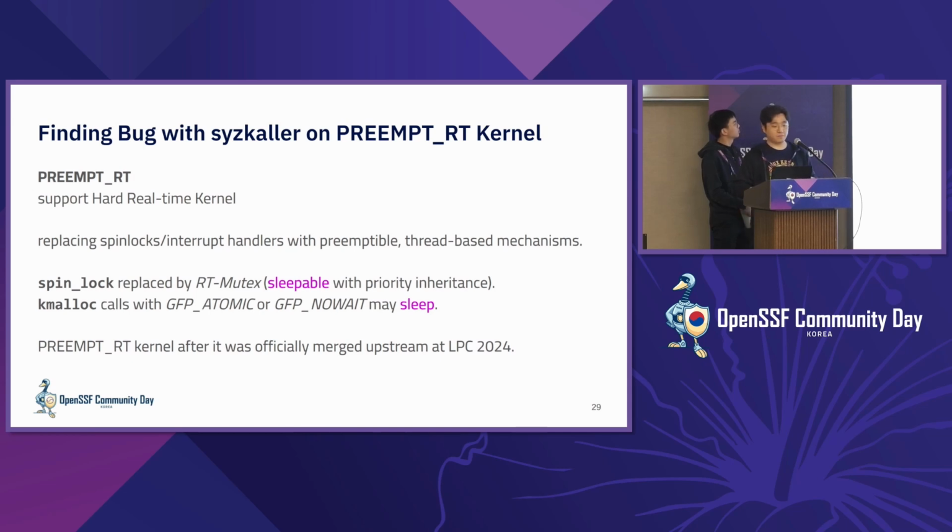A brief introduction to the PREEMPT_RT kernel. The PREEMPT_RT config enables hard real-time performance by making almost all kernel paths preemptible. It replaces spinlocks with RT mutexes and threaded interrupts, even allowing some GFP_ATOMIC allocations in kmalloc to go to sleep. Yes, that's a fun point: GFP_ATOMIC can go to sleep. Only a few special types of spinlocks, such as those prefixed with raw_, will not sleep.